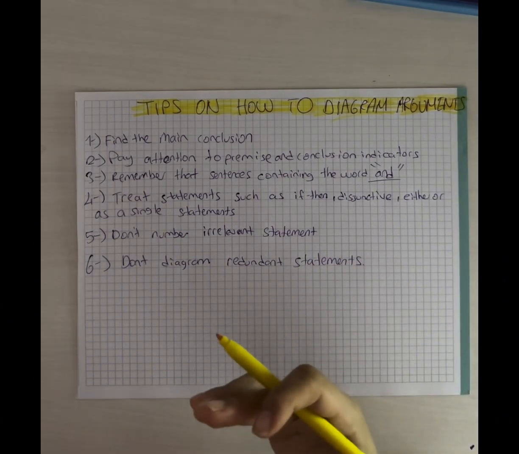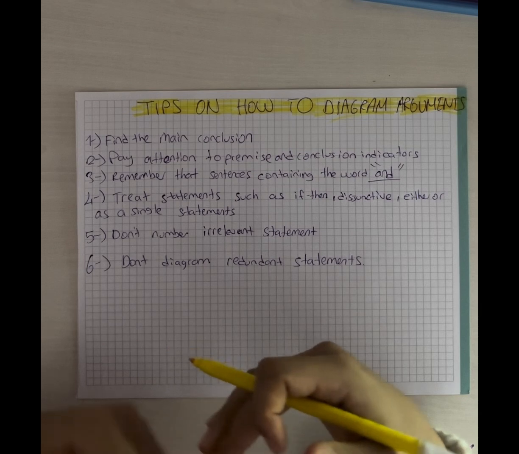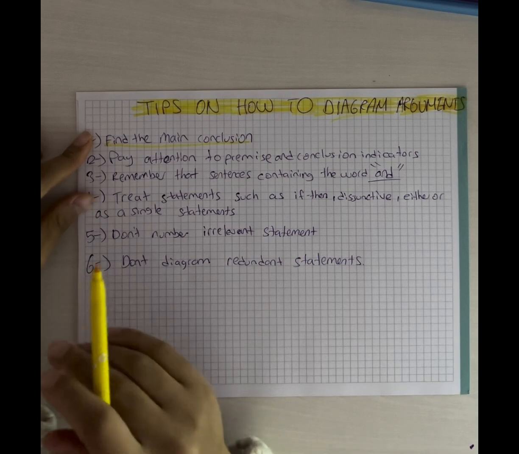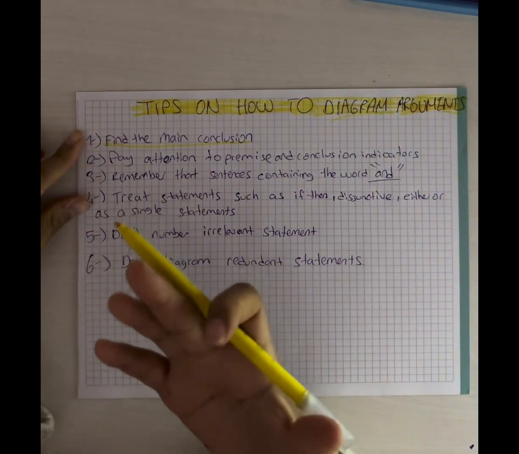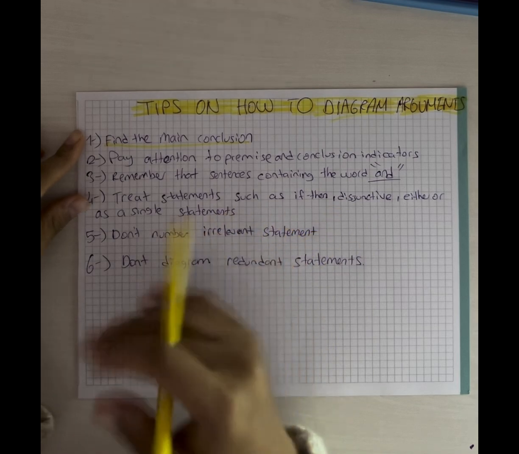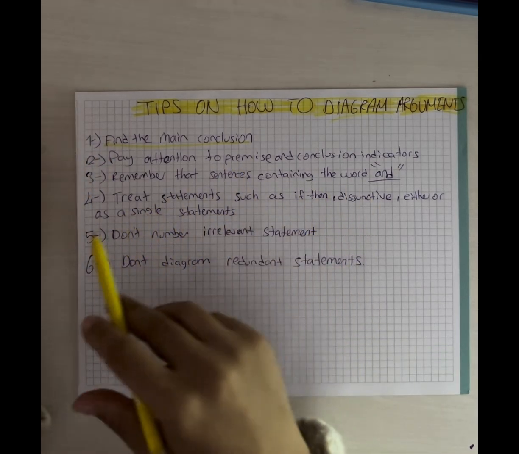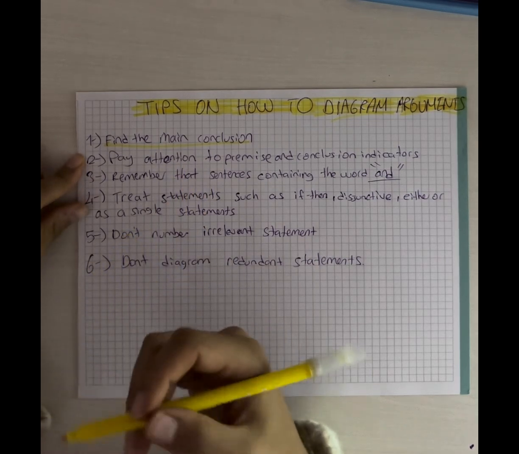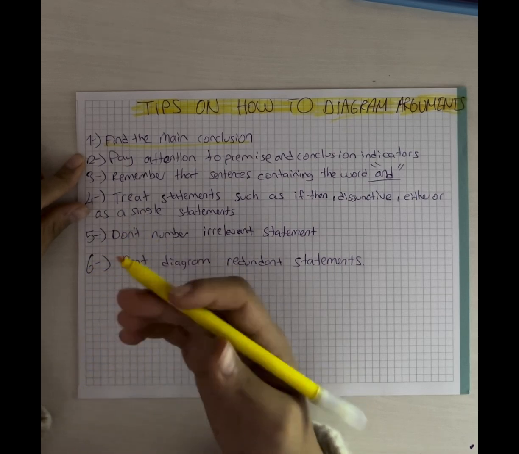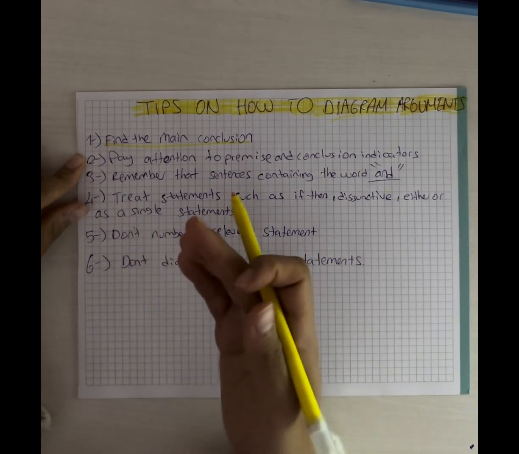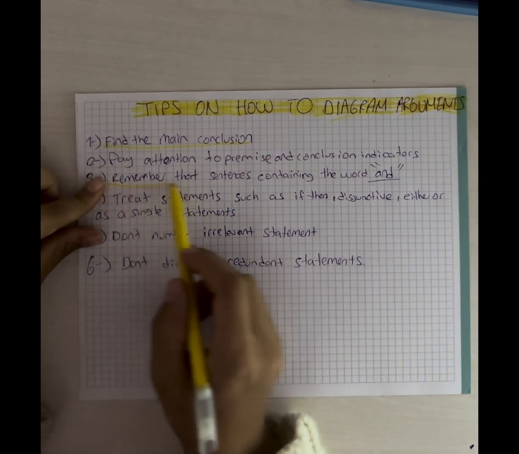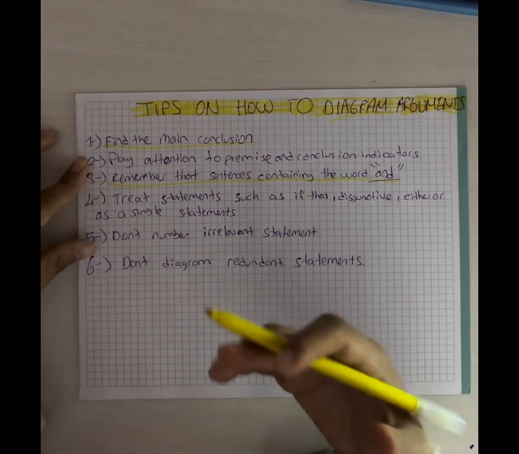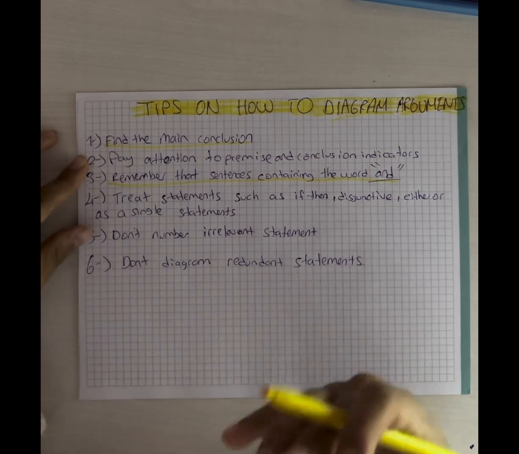There are some tips on how to diagram arguments. First one, find the main conclusion. This will help you to understand the overall structure of the argument and how the premises support the conclusion. Pay attention to premise and conclusion indicators. These words and phrases can signal the start of a new premise or conclusion. Remember that sentences containing the word "and" often contain two or more separate statements. Be sure to diagram these statements separately.